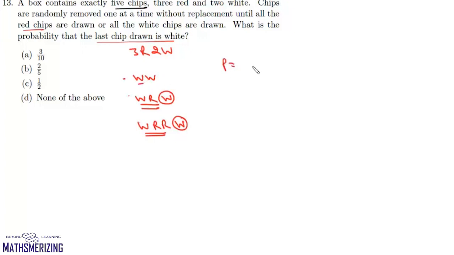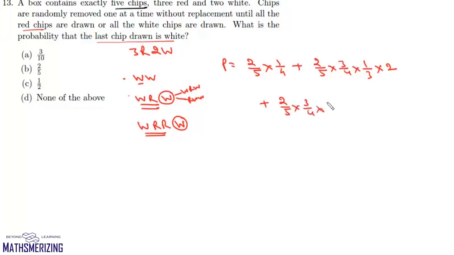Now the probability of drawing a white chip is 2/5 × 1/4, plus, in this case, 2/5 for white, red is 3/4, and then white is 1/3, into, now here we have 2 cases, WRW or RWW. So we have to multiply it with 2. And then plus, here it will be 2/5, 3/4, 2/3 into 1/2, and here we have 3 factorial upon 2 factorial possible combinations of WRR, so it will be 3, so we have to multiply it with 3.